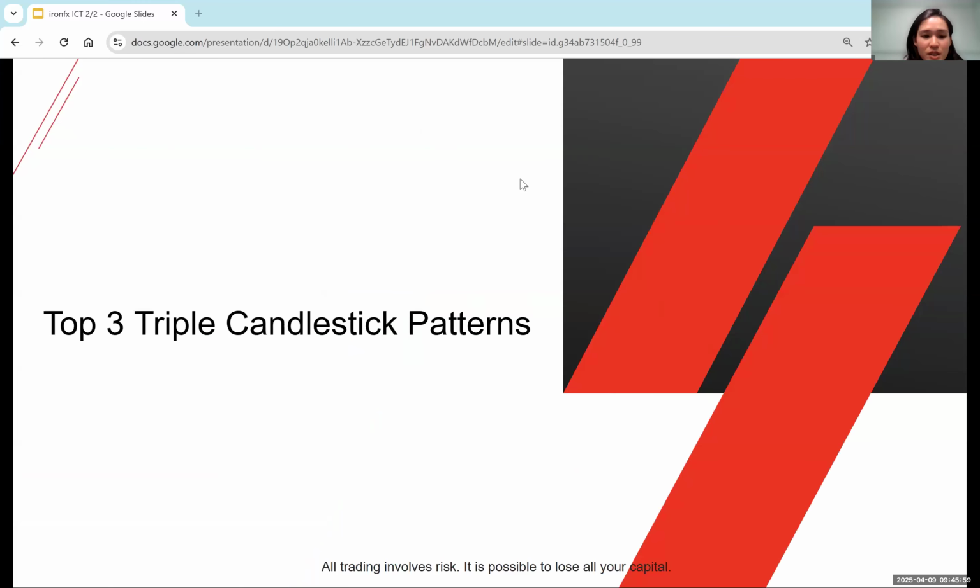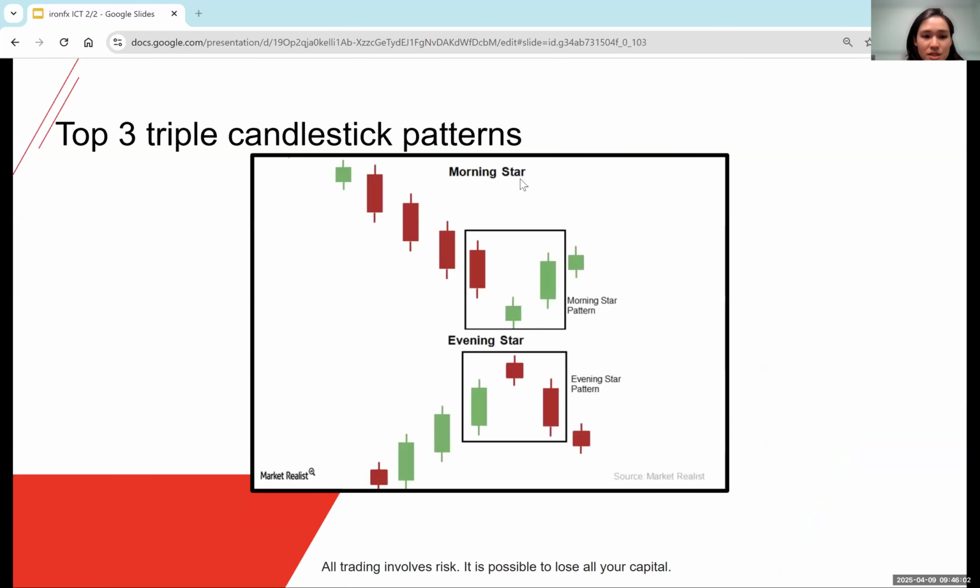Okay, next is your triple candlestick patterns. So we did mention your morning star pattern and evening star pattern earlier on. These are reversal patterns as well.